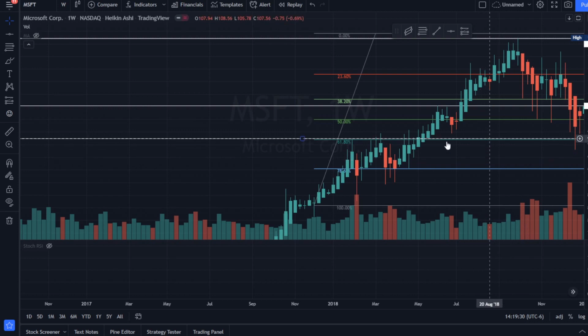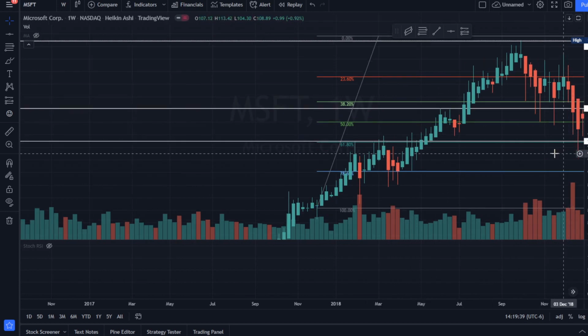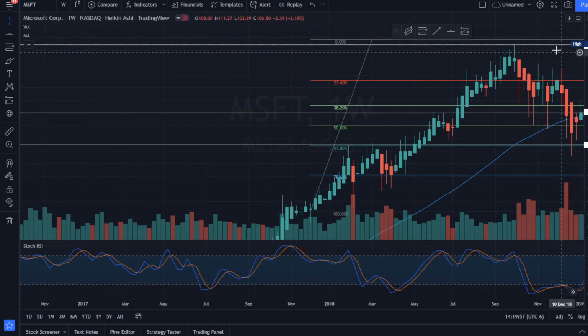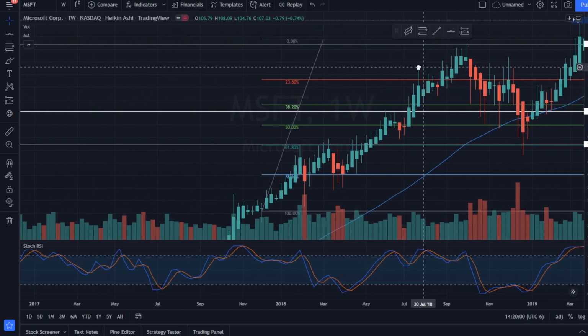It's also bouncing off this support area. It's coming across this area of support. We see some deep wicks, which says there's some price action. So there's some good price action that's positive. It's responding well to the 61.8%. Let's add a moving average and let's add the stochastic RSI. This is a good practice for deciding when to enter.